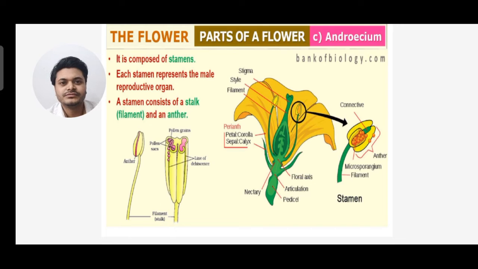Now in androecium, what happens? It is composed of stamens, and each stamen represents the male reproductive organ. A stamen consists of a stalk, which is also called the filament, and the anther. You can see anther and filament; these combine to form the androecium. So you can see the male reproductive part of a flower.